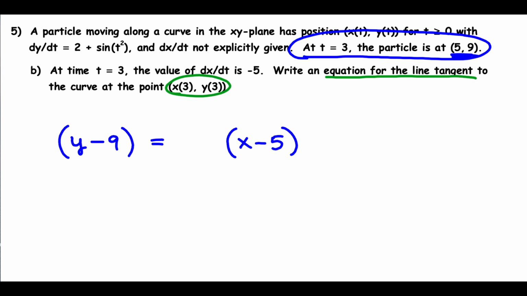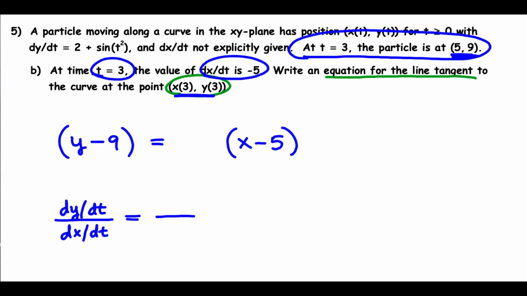And now I need the slope at 3. And slope is dy/dx, or in this case, it's going to be dy/dt over dx/dt. This is the slope when time is 3. And luckily, when time is 3, we know what dx/dt is. It's negative 5, so that's going to be the denominator. And dy/dt is given to us. We just have to take a 3 and plug it into here. So it's going to be 2 plus the sine of 9.